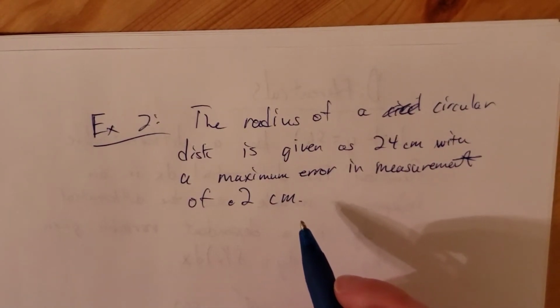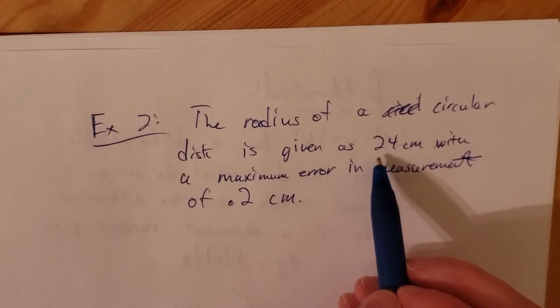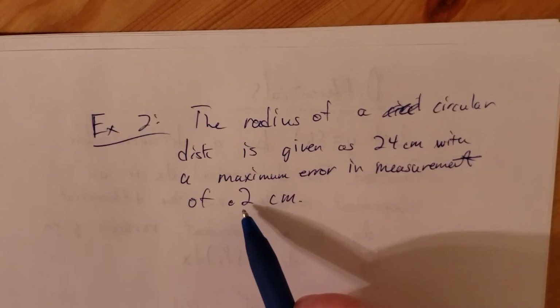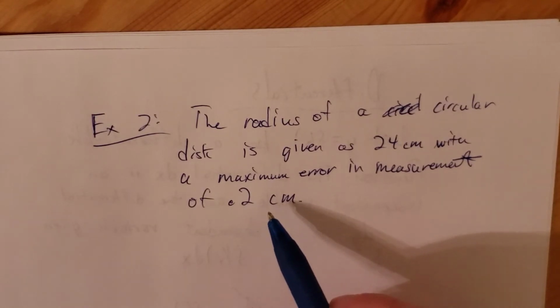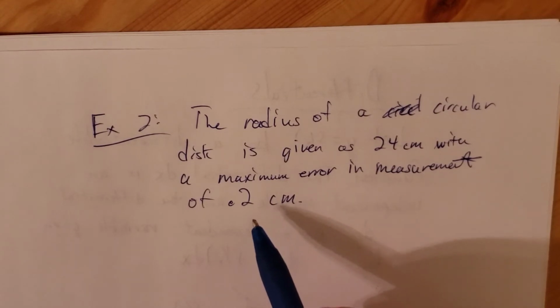So what this means is, suppose we have a circular disc and we have some kind of measurement tool, and we measure that the circular disc has a radius of 24 centimeters. Well, with any measurement tool, there's going to be some degree of error on that measurement tool. So let's suppose that we know that the maximum error we can have is 0.2 centimeters. Perhaps we're using a ruler, and there's tick marks every 0.2 centimeters. So we know roughly what the radius is, and we know by about how much we can be off. And that is 0.2 centimeters here.